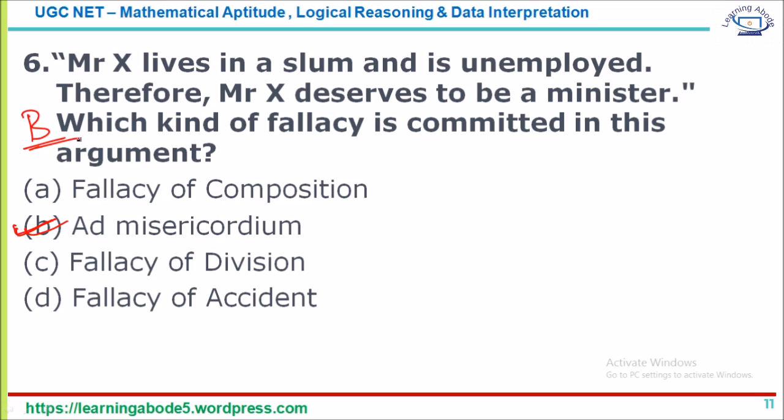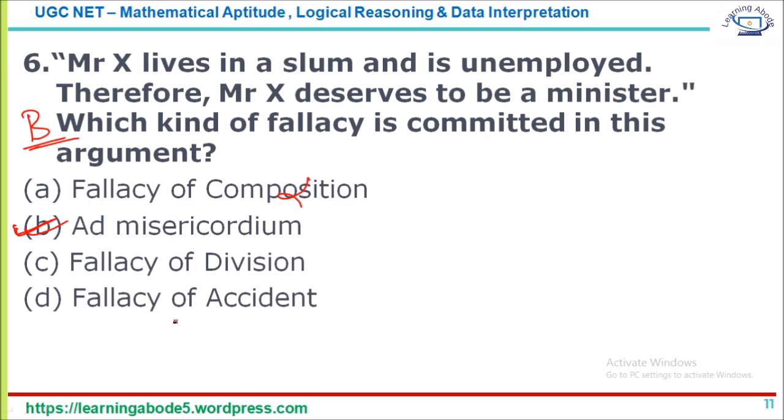Now, if you are curious about the other answer choices, the fallacy of composition is the error of assuming that what is true of a member of a group is true of the whole group. If something is true for one person, it need not be true for the whole group. So that fallacy of composition is not relevant here.